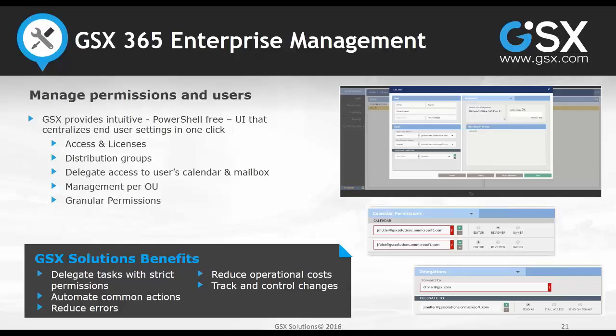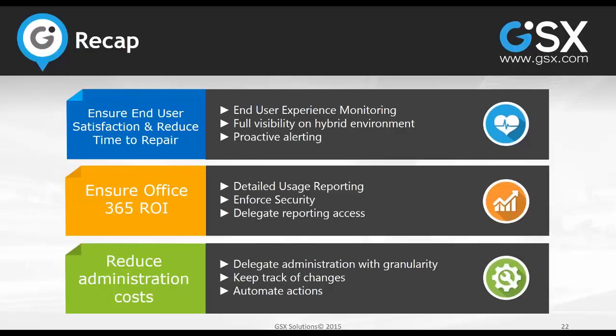So to recap what we've seen today and how GSX can help you, you've seen the three main tools that we offer for Office 365 and that help solve all the challenges that we've seen for the IAM. First one, ensure that end user satisfaction and reduce the time to repair because you have visibility over the environment, both what you still have on premise and the cloud environment, and you have proactive alerting that helps you to solve the issues.